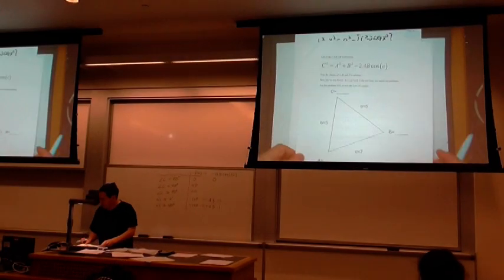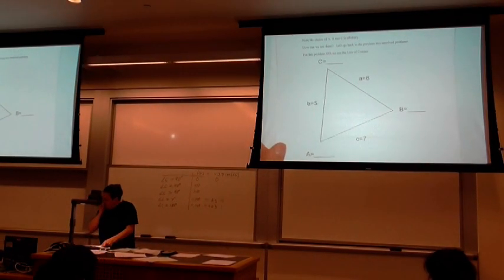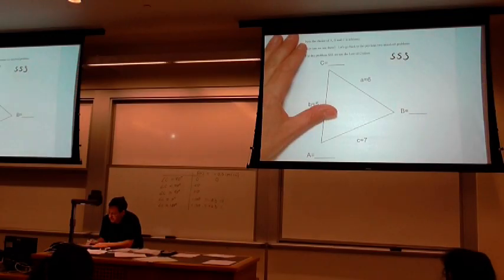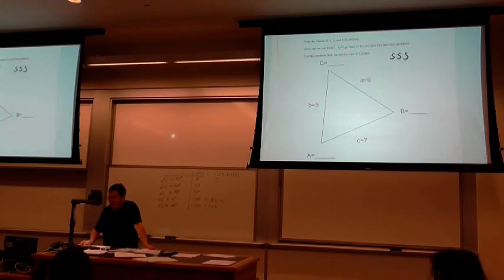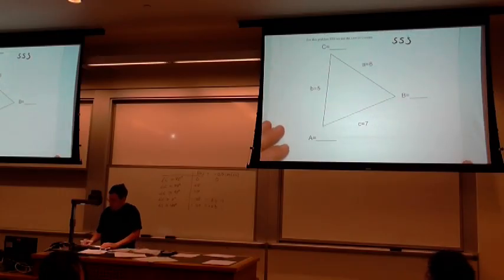Yeah. So, here's an example. This is SSS. In other words, we know the three sides of the triangle, but we don't know the angles. And up till now, we weren't able to figure this out. Well, let's see if we can apply the law of cosines here.